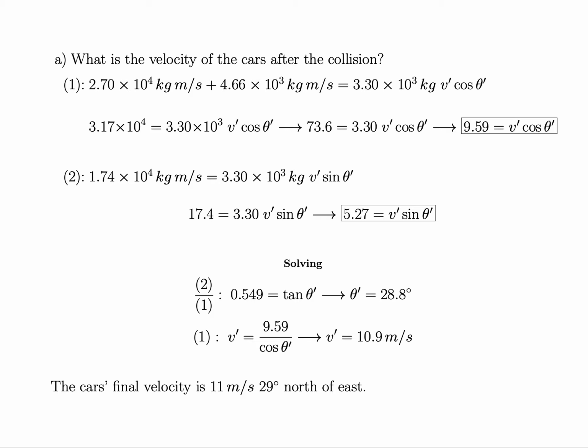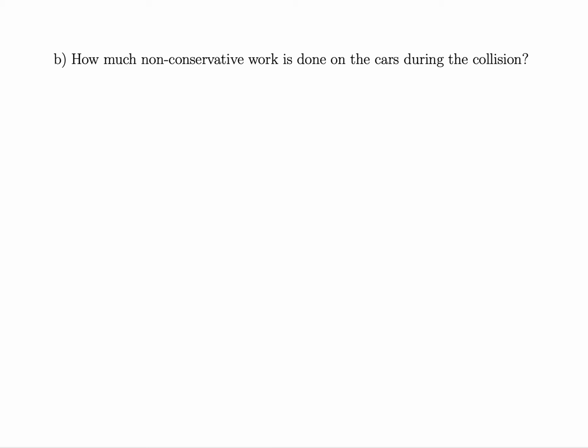I chose equation 1 to find that the speed after the collision is 10.9 meters per second. So to answer the question we started out to answer, the car's final velocity is 11 meters per second, 29 degrees north of east. I guess keep in mind too that I'm after a 2 sig fig answer, so through all the calculations, I keep one extra significant figure. Let's go on to the next part.